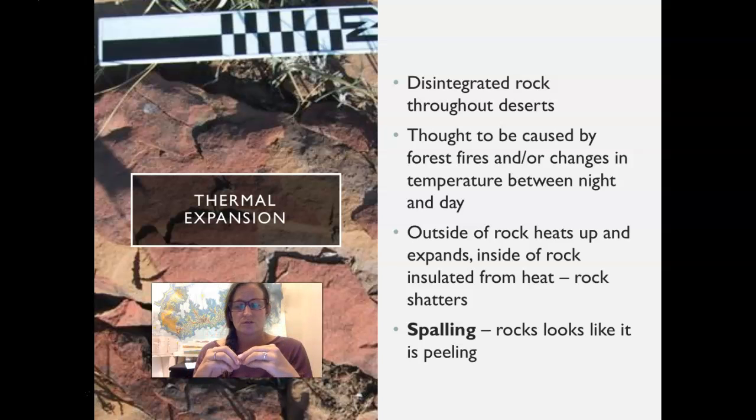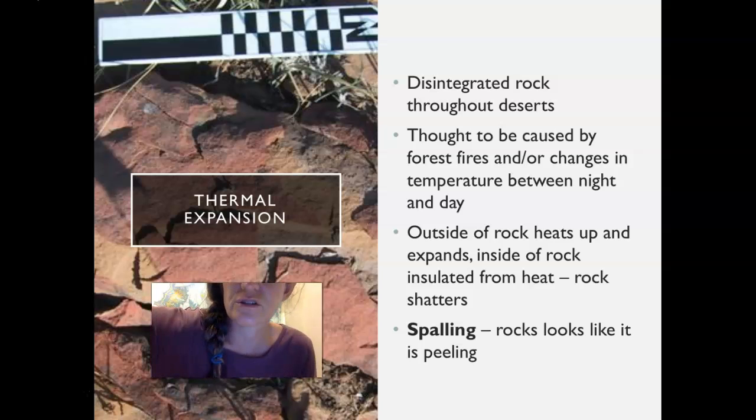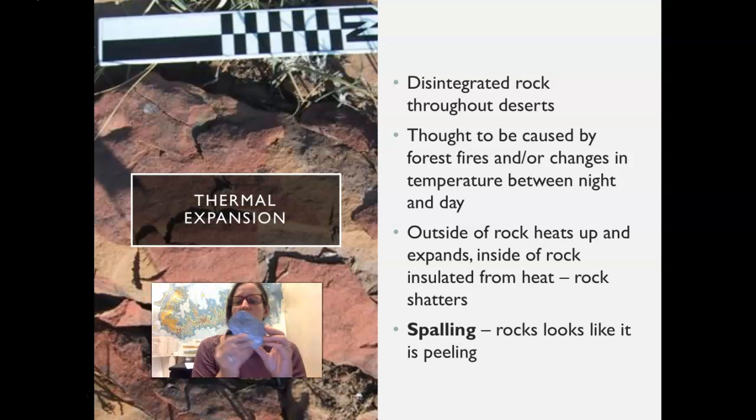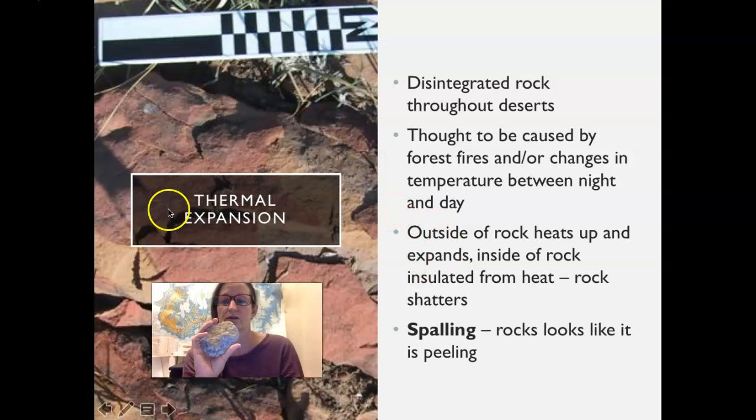So minerals are going to expand and contract with the change in temperature, and they're going to do that at different rates. So imagine you have a rigid rock. A rock that has different kinds of minerals in it, and they're expanding and contracting at different rates at different temperatures. That's going to break down the rock, and it's going to break over time. And that is thermal expansion. And when it looks like the image here in the background where it's peely like that, that's called spalling.